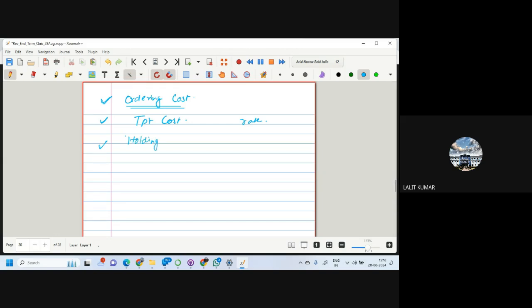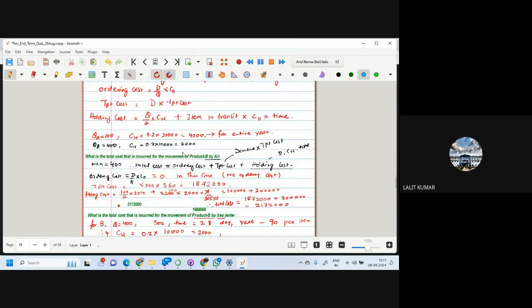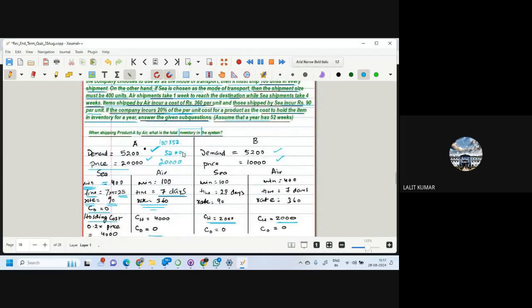Now holding cost also has two parts. One is what you are holding in the inventory, which we covered earlier, Q by 2. The second is the inventory which is in transit. Suppose your inventory is on the ship and it is taking 28 days. This is also your holding cost, known as the transit inventory cost. We'll see how to solve these questions. So we have gone through the basics.